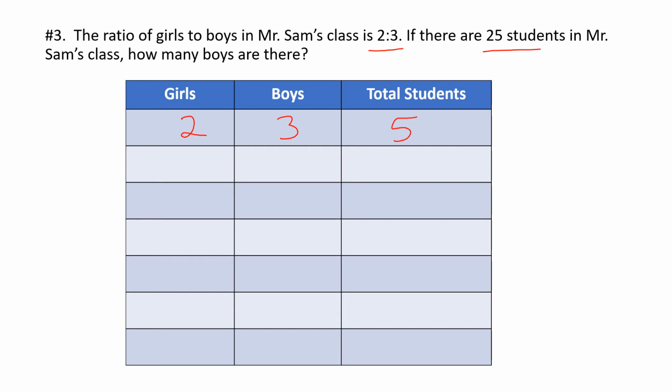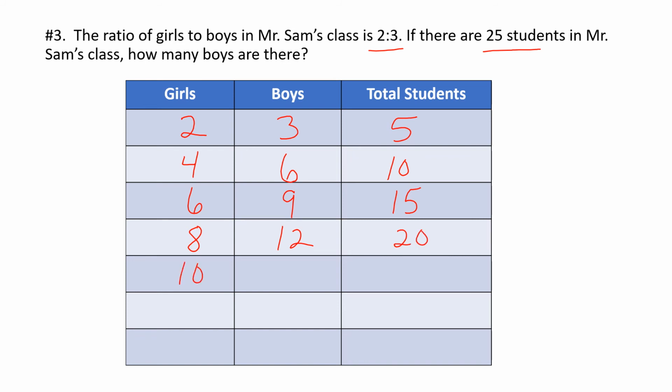4 girls, 6 boys, 10 students. So if I continue this method, every time I add 2 girls, I need to add 3 boys to keep the ratio in proportion. So 2, 4, 6 girls, 3, 6, 9 boys would be 15 students. 2, 4, 6, 8 girls, 12 boys would be 20 students.